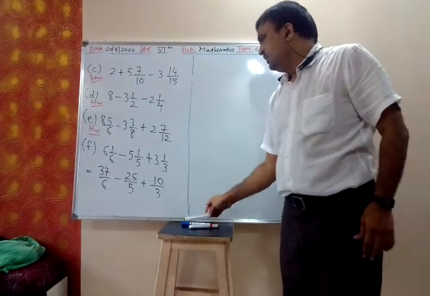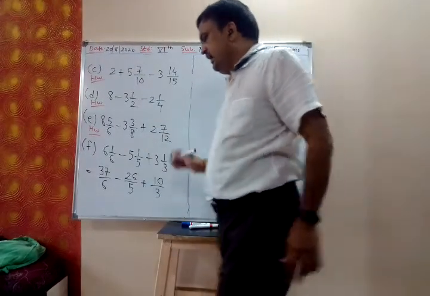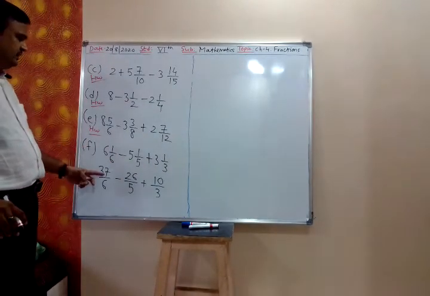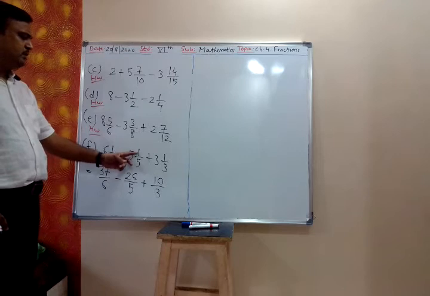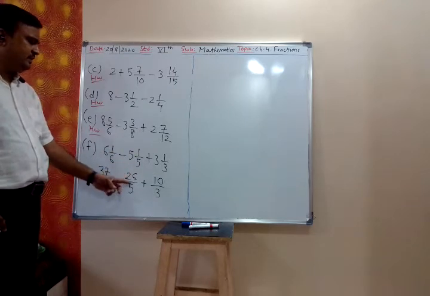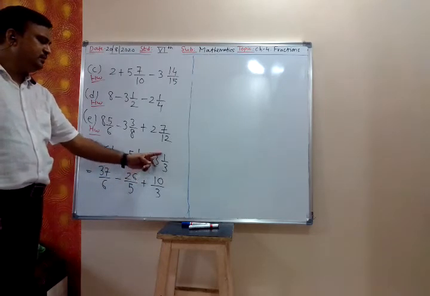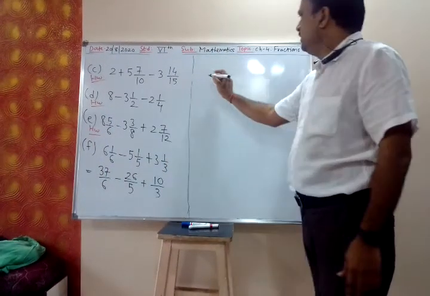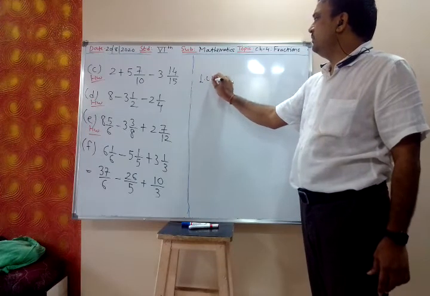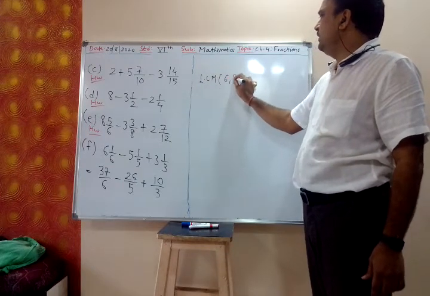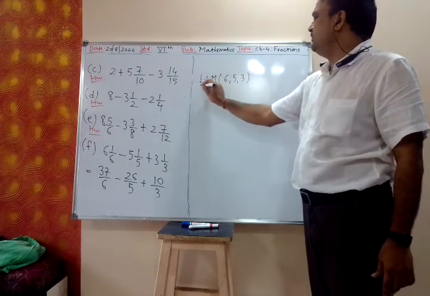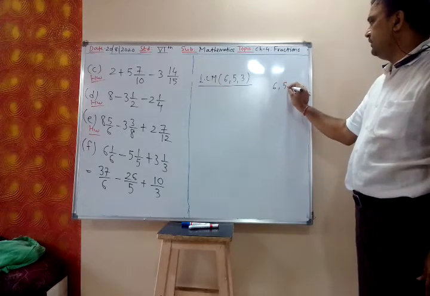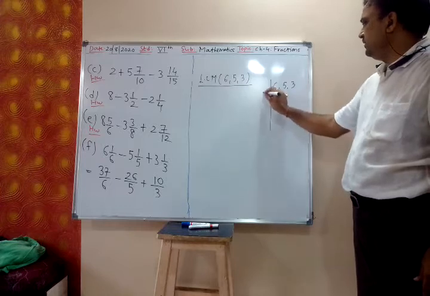Now 6 and 1 by 6: 6 sixes are 36 plus 1, 37 by 6. 5 and 1 by 5: 5 fives are 25 plus 1, 26 by 5. 3 threes are 9 plus 1, 10 by 3. Now I will take LCM of 6, 5, 3 to convert them into like fractions.